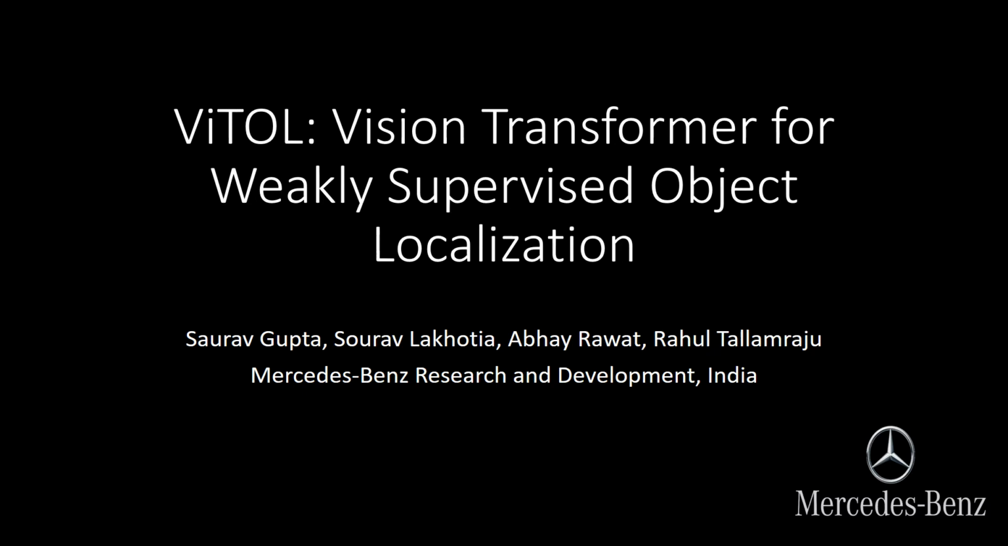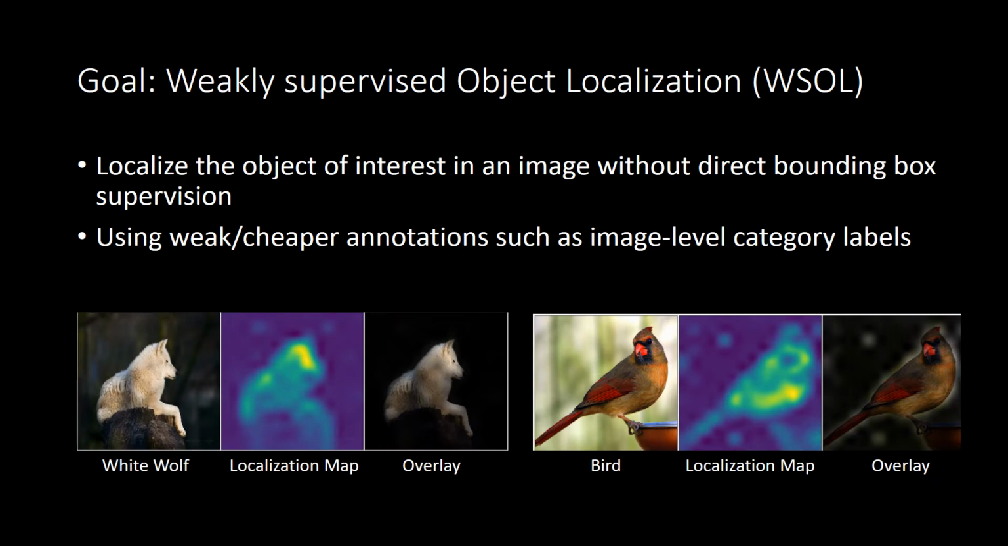This talk will describe our work on how vision transformer networks can be used effectively in weakly supervised object localization. In WSOL, the goal is to leverage weak supervision to know the location of the object. In this setup, we are constrained to achieve this without any bounding box annotation, thus saving a lot of annotation cost. Below, we show generated localization maps for wolf and bird respectively.